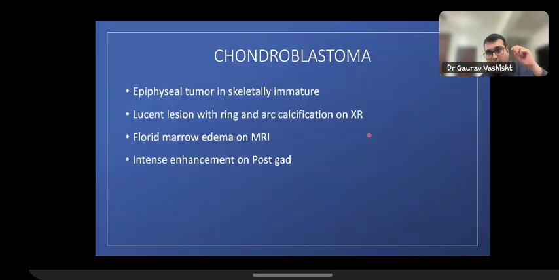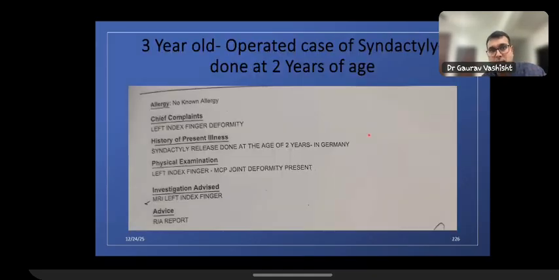So, lucent lesion with ring and arc calcification, florid edema, and intense enhancement on post-gad images. This was a nice case which I again saw a few days back. And this child had syndactyly. I had not seen this in a long time before, and I had to seek help from my friend as well. So I thought of showing this case to you all.